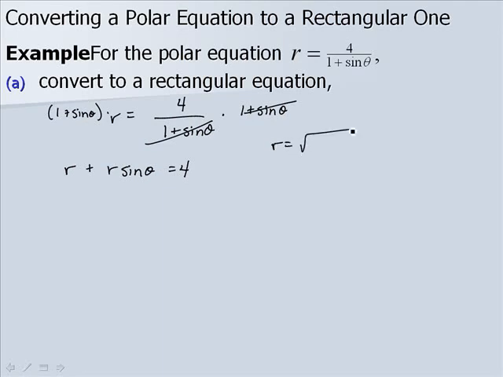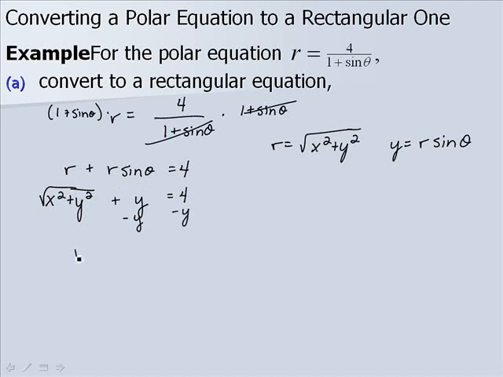Remember that r is equal to the square root of x squared plus y squared, and y is equal to r sine of theta. So here we have the square root of x squared plus y squared plus y for r sine of theta equals 4. And we'll solve this for our square root, so I'll subtract y. We have the square root of x squared plus y squared equals 4 minus y.